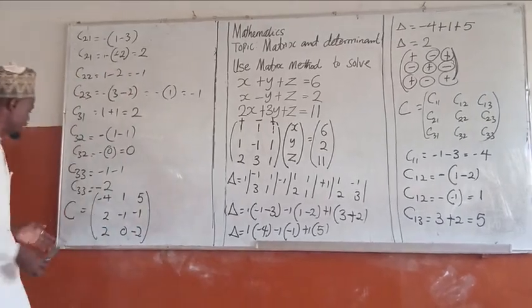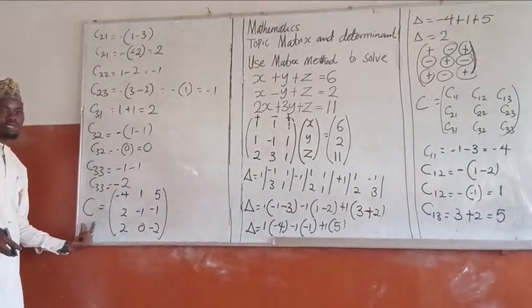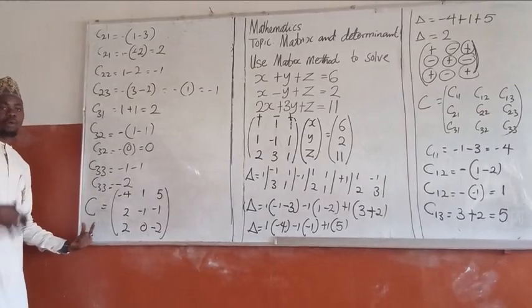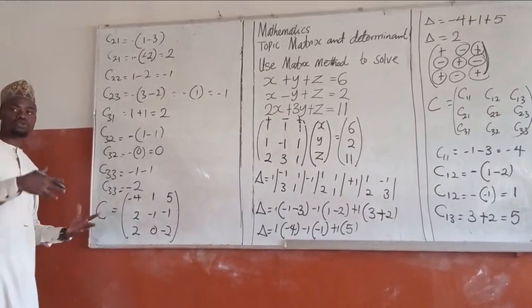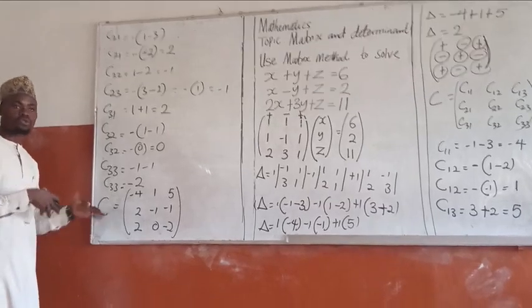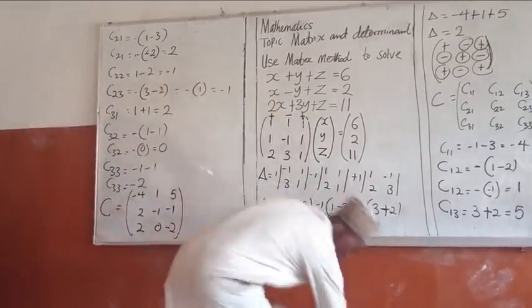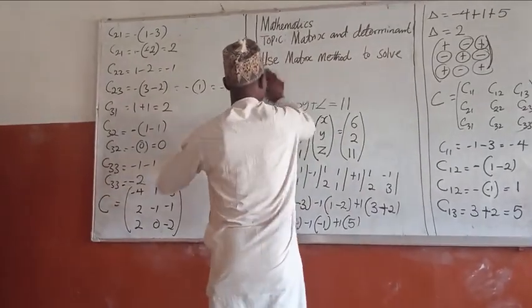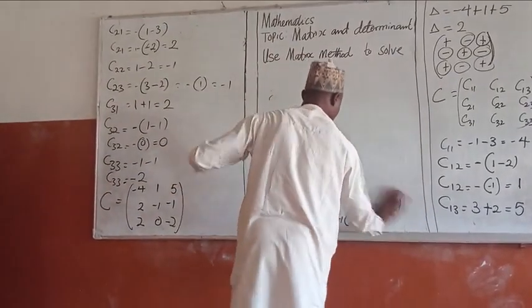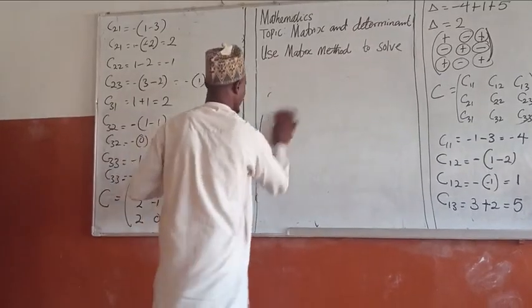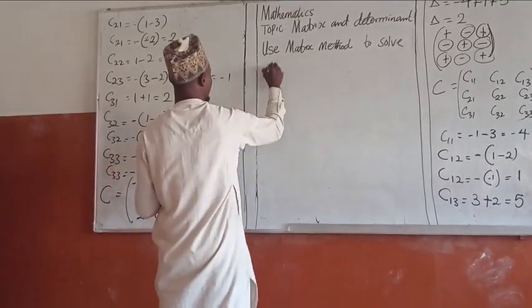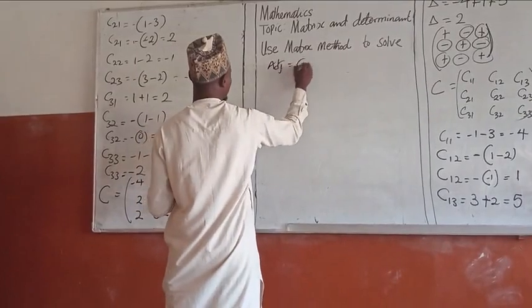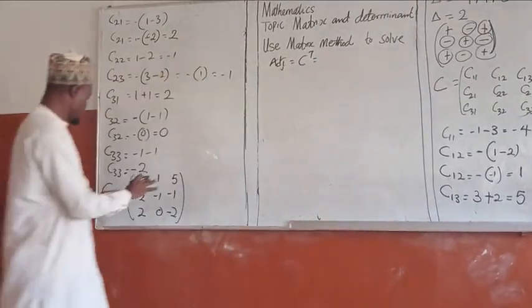And how can you find the adjoint? You have to transpose this cofactor. What is transpose? Transpose is the changing of rows to columns. So now, the adjoint. Adjoint is equal to cofactor transpose. I'll transpose this cofactor now.